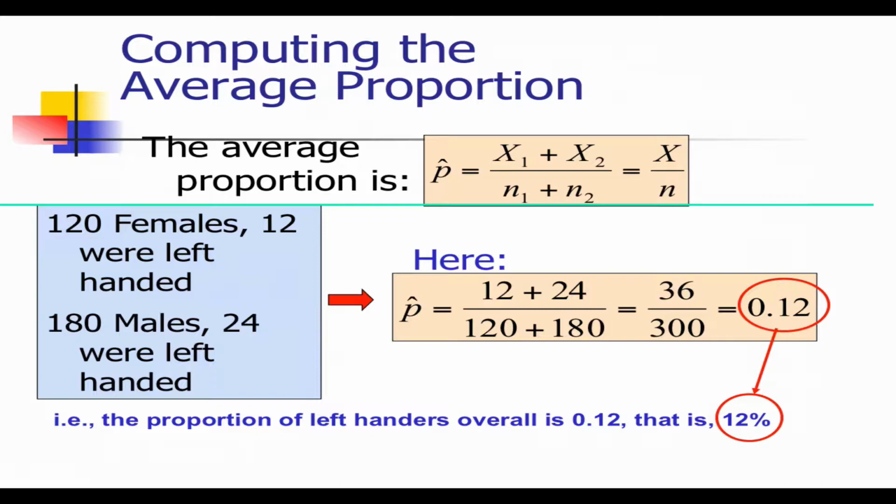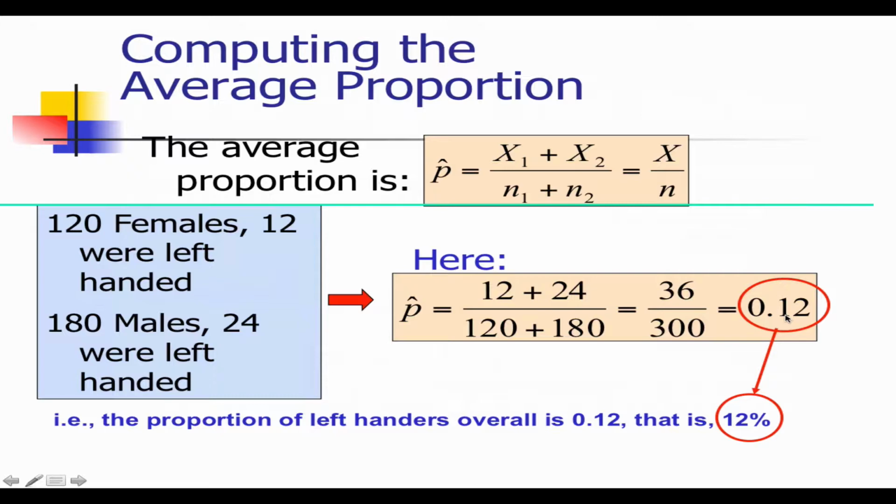So if you ignore the gender difference, which basically means if you accept the null hypothesis that there's no gender difference in terms of their hand preference, proportion, or probability, essentially you can pool the data together and put all the left-handed individuals over the total sample size, and that gives you a p-hat estimate. So that is 36 over 300, which is 0.12.